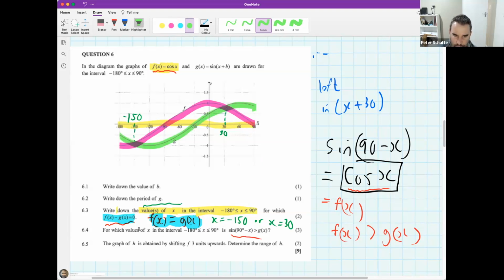This question is saying, for which values of x, so maybe I should use yellow to keep my thing the same, for which values of x is f of x greater than g of x? Or another way of saying that is to say, when is the purple graph above the green graph? So when is the purple graph above the green graph? Who would like to give me an answer to that? Put your hand up or put it in the chat. Where is the purple one above the green one?